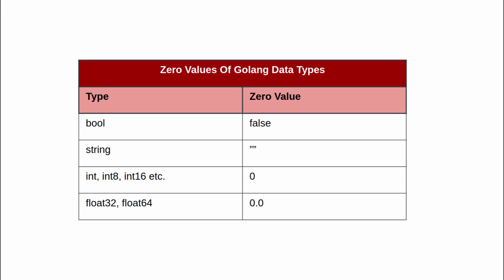That's about it. You have learned the basic data types in Golang. In the description below, you'll see a link to the source code of this program and the tutorials repository. In the next video, we'll see about conditional statements in Golang.